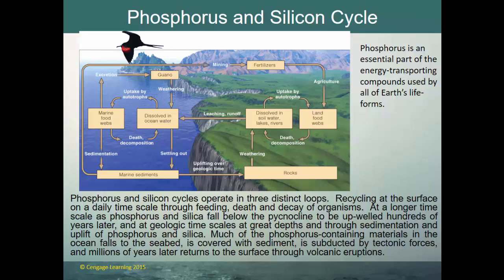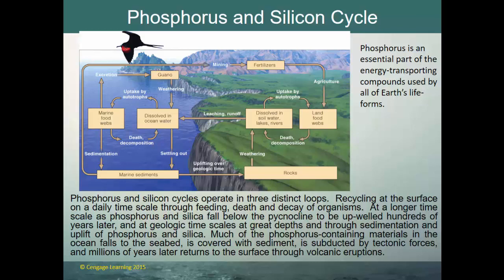decomposition releases them. And then at longer time scales, phosphorus and silica fall below the thermocline, or that level of cold water deep into the ocean, and are only upwelled hundreds of years later. But they can also be incorporated at geologic time scales when they get down to great depths, and through sedimentation, they are turned into some type of rock and then only uplifted later because of tectonics. So three really distinct time frames and cycles for phosphorus and silicon.